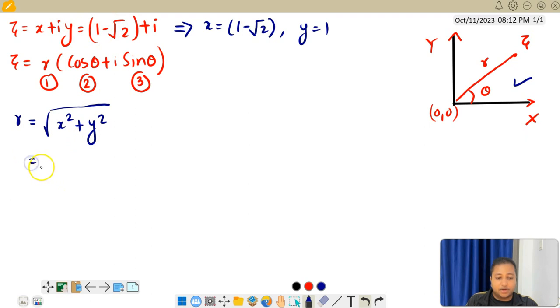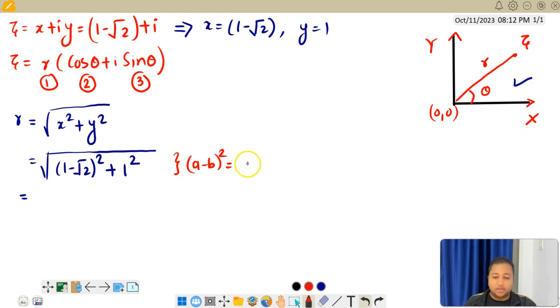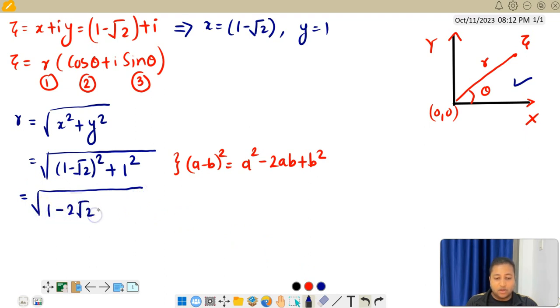Let us substitute this into the equation, and what I get is 1 minus root 2 the whole square plus y square, which is 1 square. Now I have to expand this. Let me use the formula a minus b the whole square, which is a square minus 2ab plus b square. This is a well-known formula we all know. Using it, we rewrite this as 1 minus 2 root 2 plus 2 plus 1. So that will be 1 plus 2 plus 1, that is 4. So 4 minus 2 root 2. This is the value of r squared, so r is the square root of 4 minus 2 root 2.